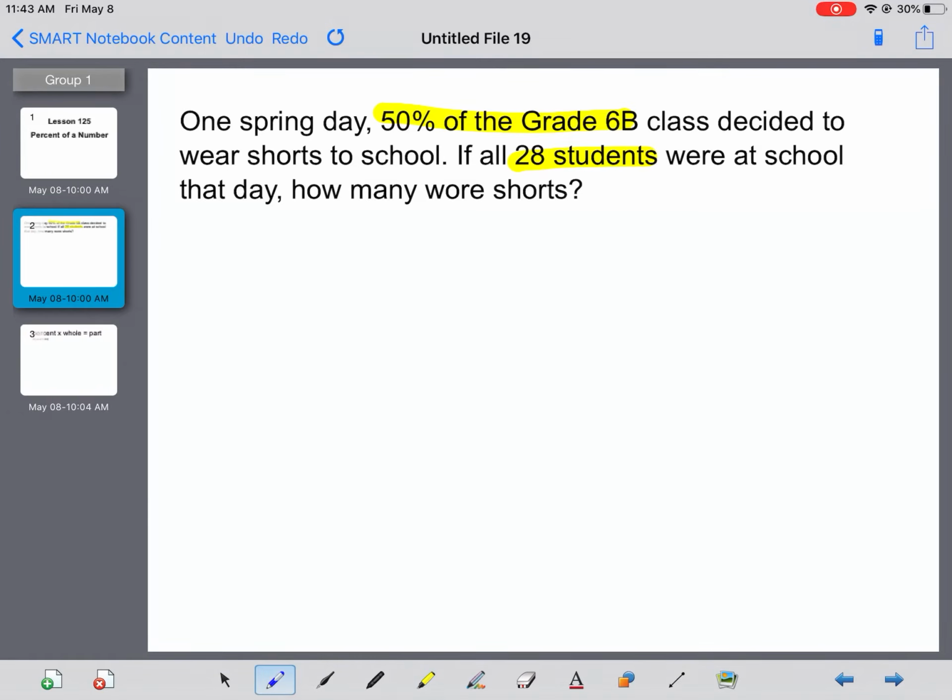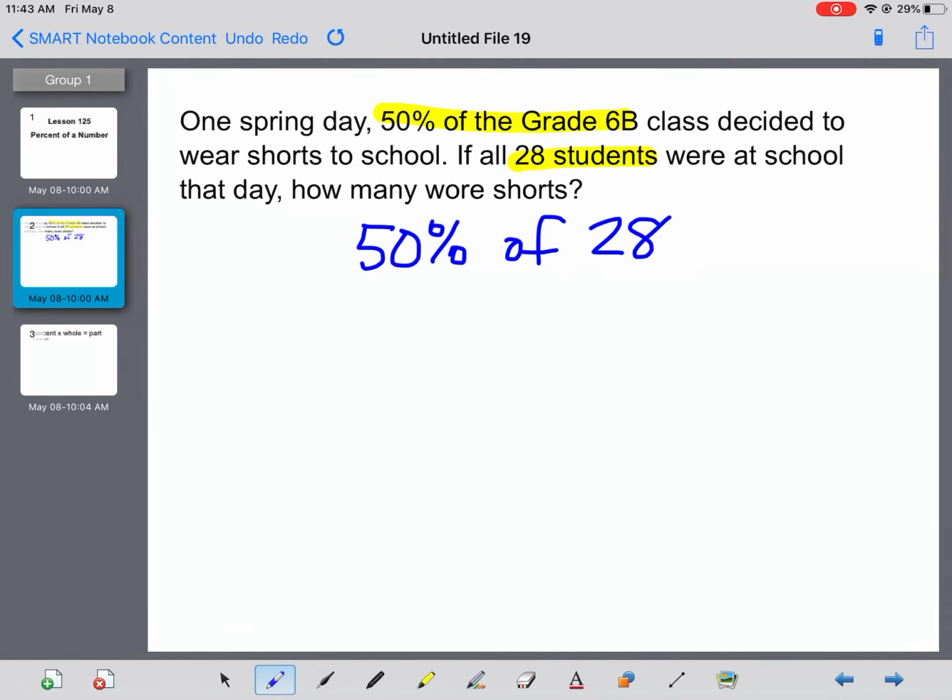In order to understand percent of a number, it's good to think about it in a situation like this. So what we really want to know is, what is 50% of 28? Now, I chose nice, easy numbers so that you could do this one in your head, so that you can understand what we're going to be doing here.